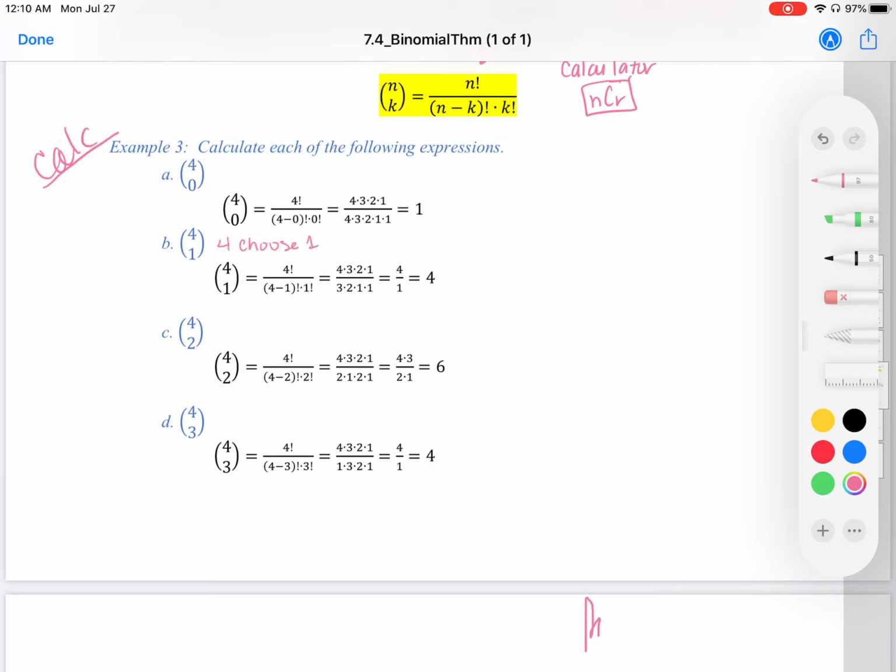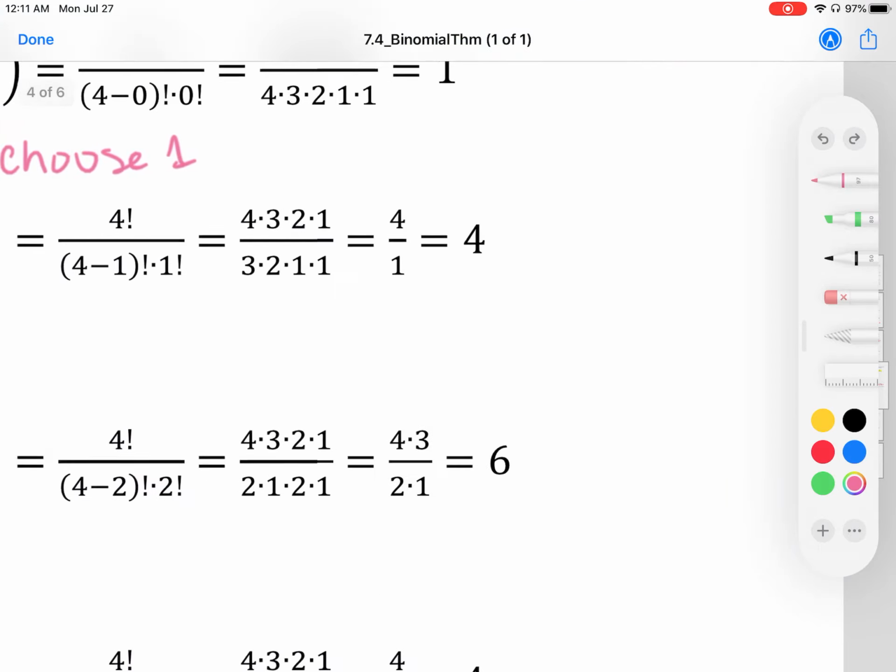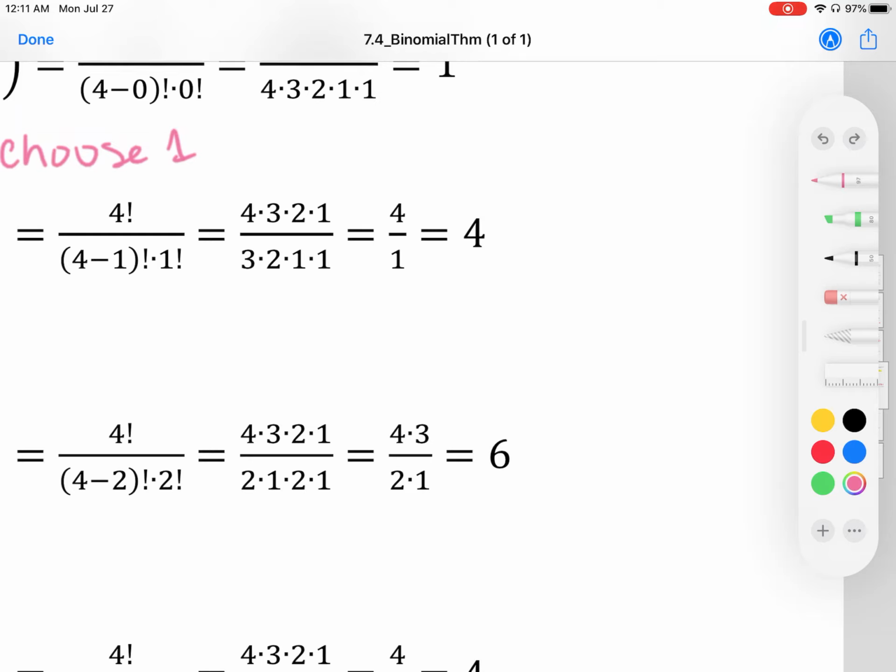4 choose 1. All right, so we have our n is 4 and our k is 1. According to our formula above, our n is 4, so we have 4 factorial divided by (n minus k), so 4 minus 1 factorial, times our k, 1 factorial. 4 factorial is 4 times 3 times 2 times 1. 4 minus 1 is 3 factorial, times 1. So we have 3 times 2 times 1, and then lastly our 1. We multiply them out, and our answer is 4.